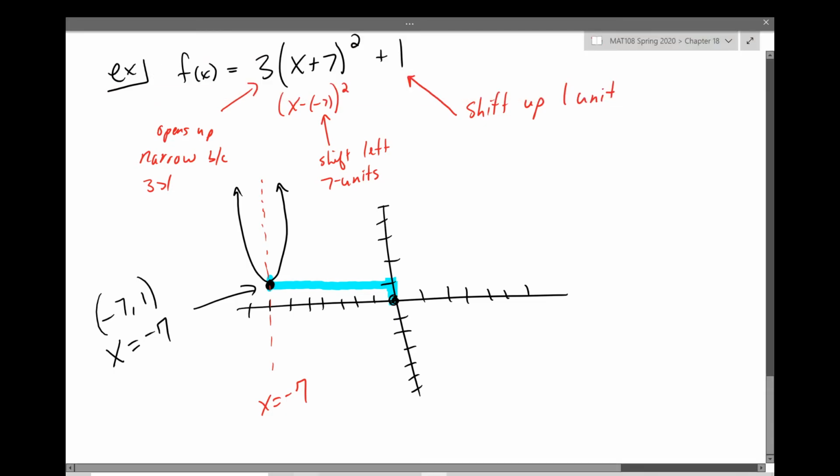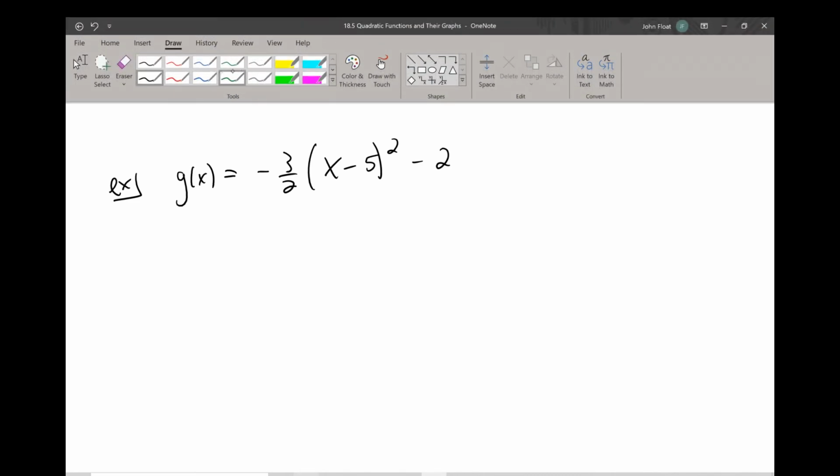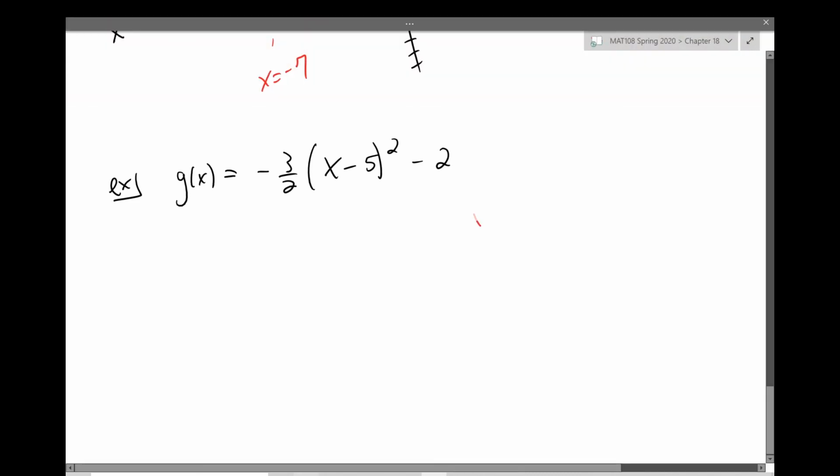Now I'm going to start introducing some fractions here. So let's do this one. Let's go g of x equals -3/2 times (x minus 5) quantity squared minus 2. Once again, I'm going to label everything. So that's -2, so I shift down 2 units. Now this is already in the form x minus h.